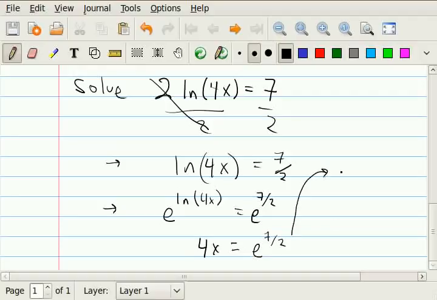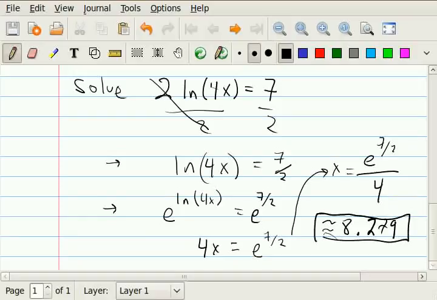Okay, so now I can solve for x. Just divide both sides by 4 here, and I'll get x is equal to e to the 7/2 power over 4, which again at this point you'd probably want to go to the calculator and get your answer. Okay, and the number I get is about 8.279, so that's acceptable for the answer, about 8.279.